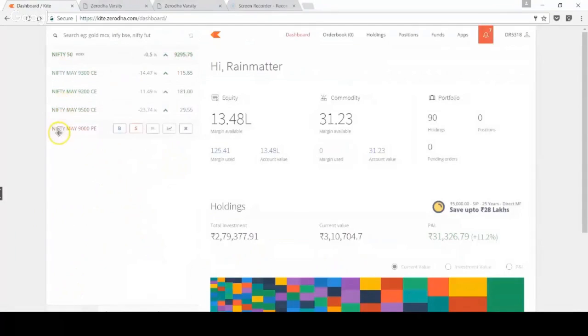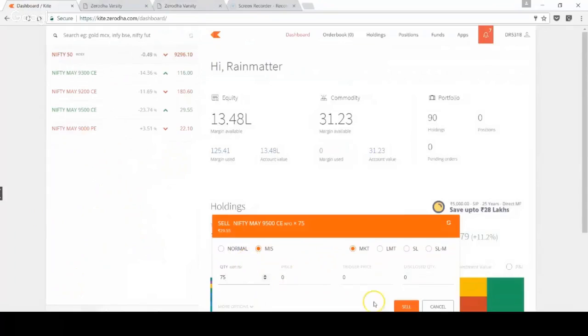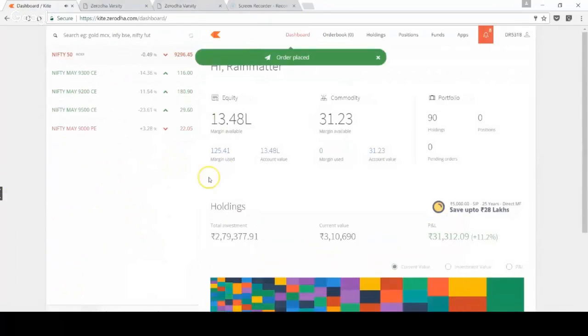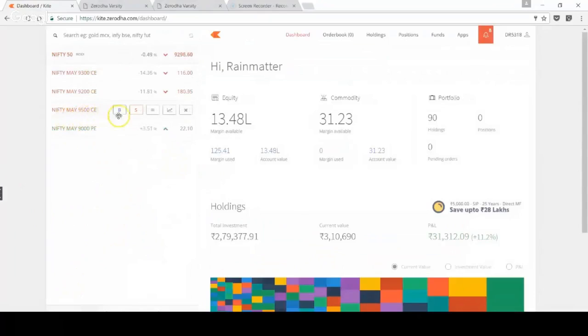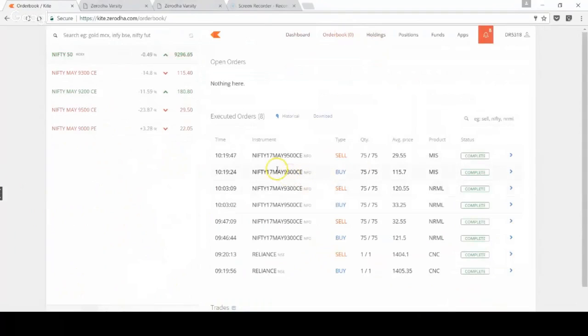Let me also sell this 9,500 call option. Let me sell this position. I'm not thinking through. Sell. There you go. I've entered into two positions here. One is long 9,300 call. The other one is short 9,500 call. Two different positions.